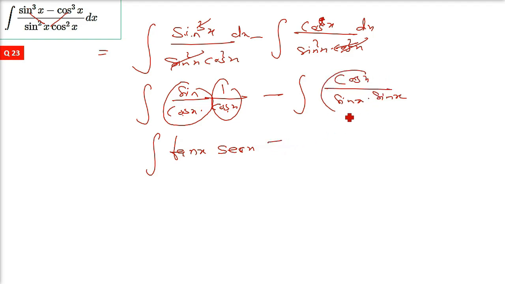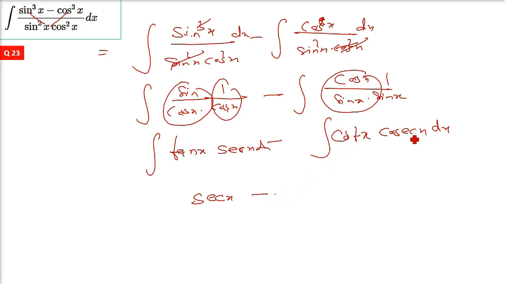You know already tan x and sec x and tan x are similar. Cos x by sin x is what? It is cot x. And what is 1 by sin x? These are standard results. 1 by sin x is cosec x. Again, cosec x cot x would have been better, but it's okay. Now these are standard results. Integration of sec x tan x is sec x, because differentiation of sec x is this one. Minus is already there.